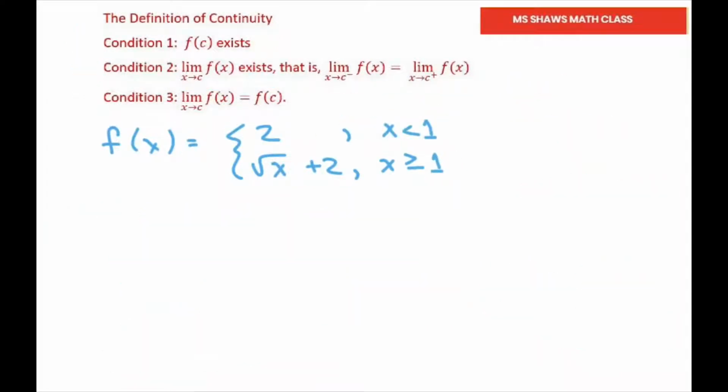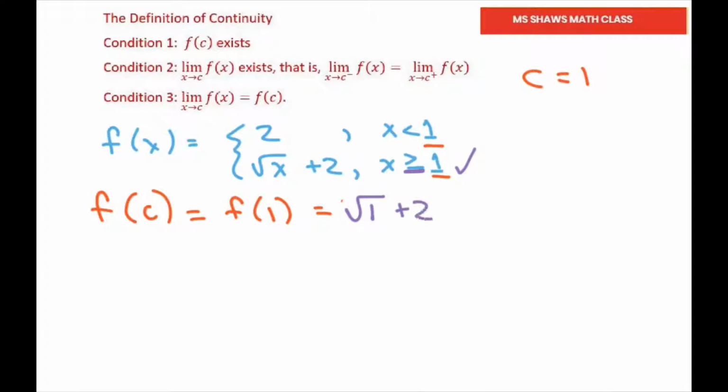Okay, let's try this one. So does f of c exist? Now in our case, this c is 1 because this is where all the changes are occurring. C equals 1. So f of 1 equals 2. Sorry, f of 1 is not 2. f of 1 has to go into this one because x has to equal 1. So that's going to be square root of 1 plus 2. Square root of 1 is just 1. So that's going to equal 3. Now condition 1 is satisfied.